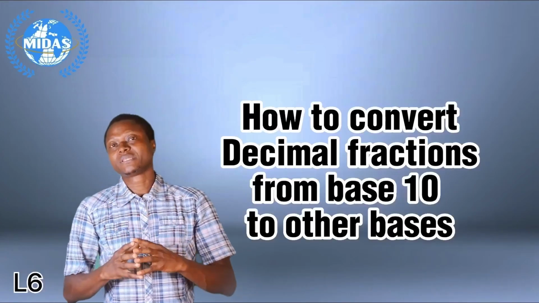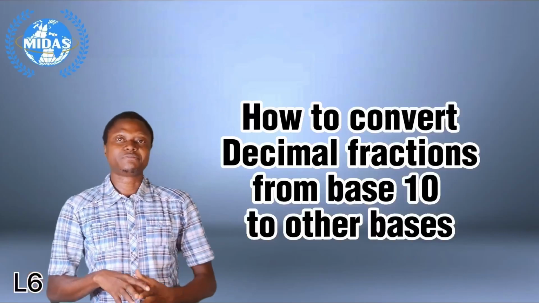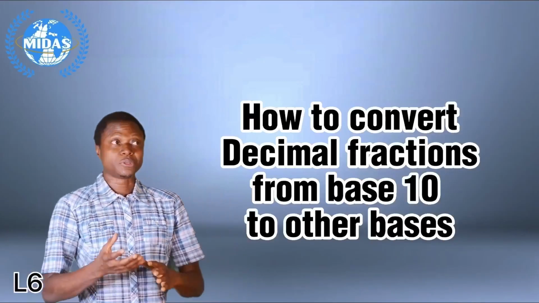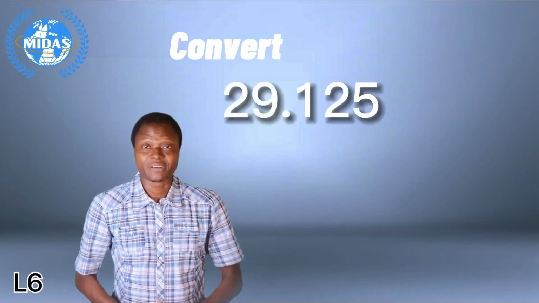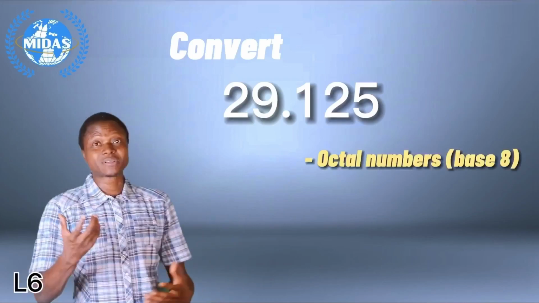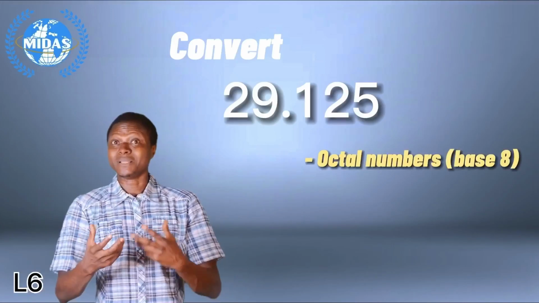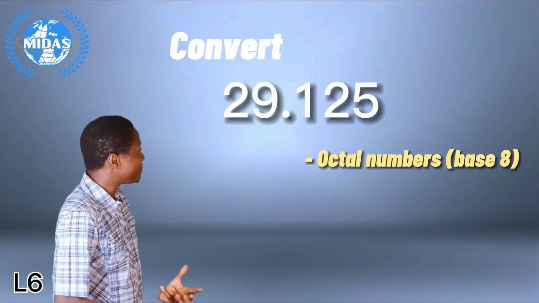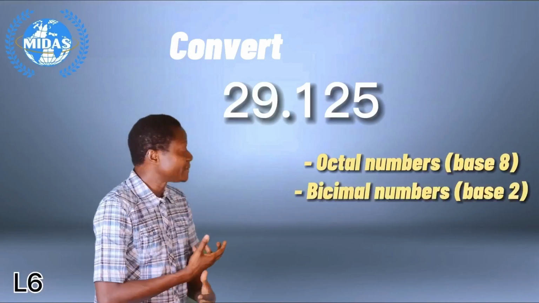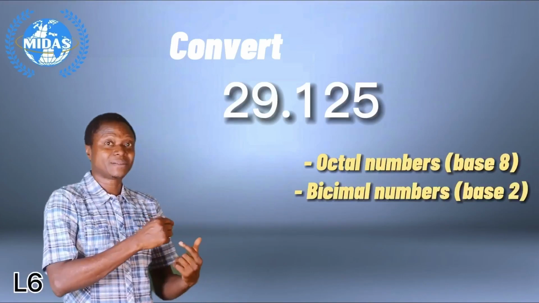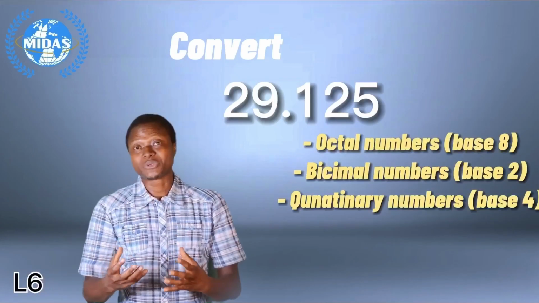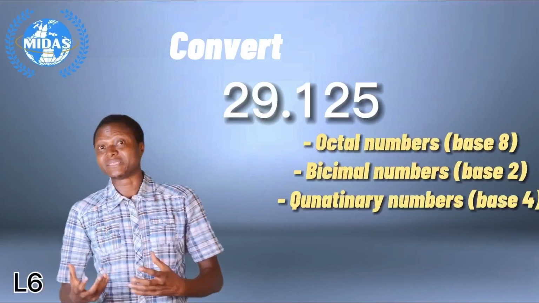Today I'm going to show you how to convert decimal fractions from base 10 to other bases. Now let's say you are given a number like 29.125 and you are told to convert it maybe to an octal number. Octal means base 8. Or maybe they ask for binary. Binary is base 2, just like decimal is base 10. So it's good for you to understand the names of these different bases.